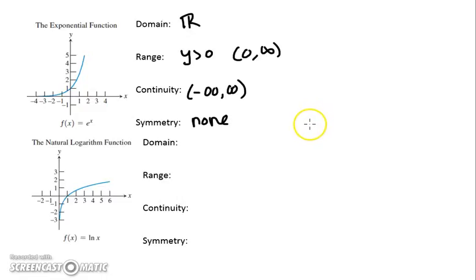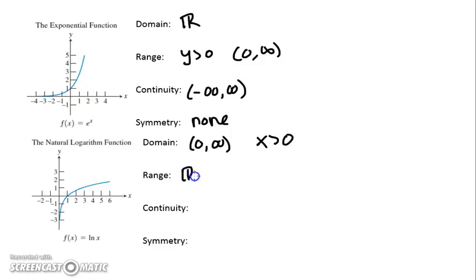Natural log function. So you've probably dealt in your last class in Algebra 2 with logs. In this class and in calculus, we're going to do almost exclusively natural log, just like we're going to use almost exclusively e to the x in calculus as well. So the domain is going to be 0 to infinity, or x is greater than 0.